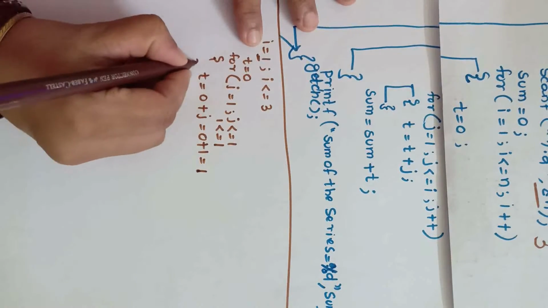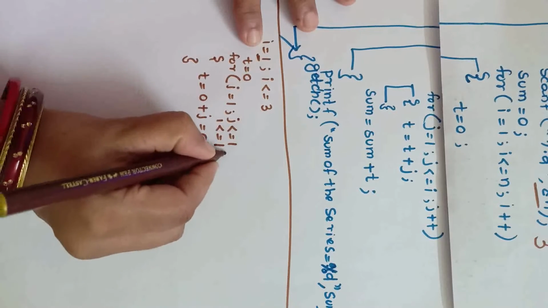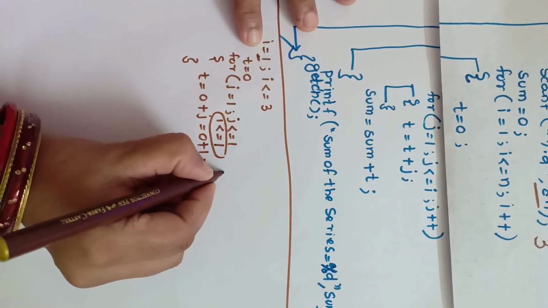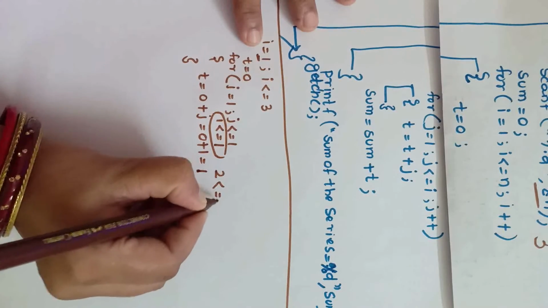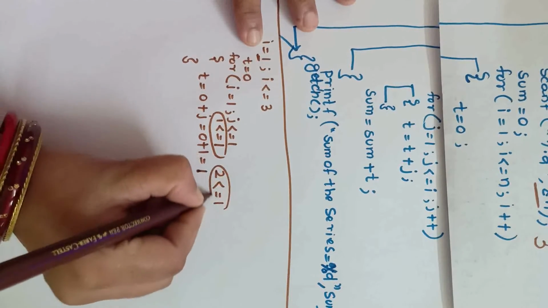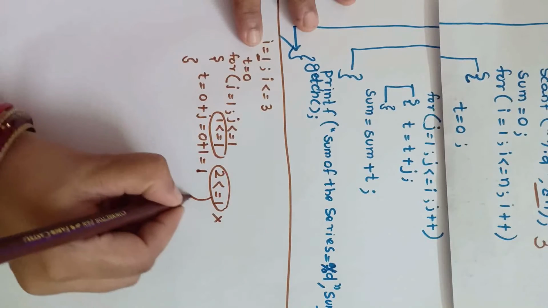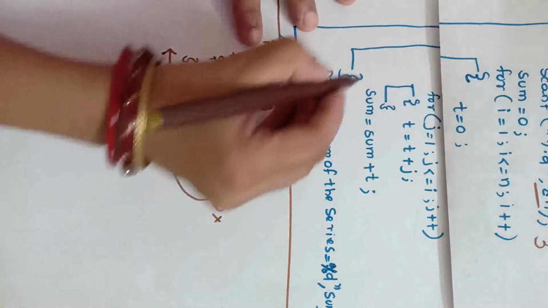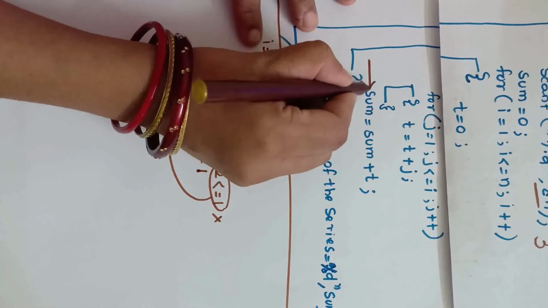So now next I check for this one. Next I check here 2 because the j value is incremented. So when I check 2 less than or equal to 1, this is false. So now I am going to the outside of this loop. This is the outside of this loop. Now this line is executed.